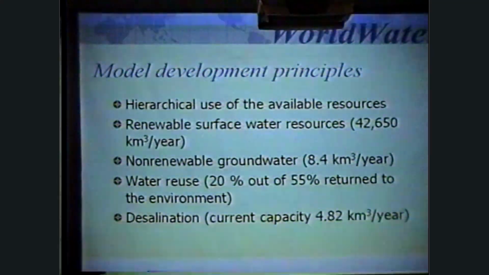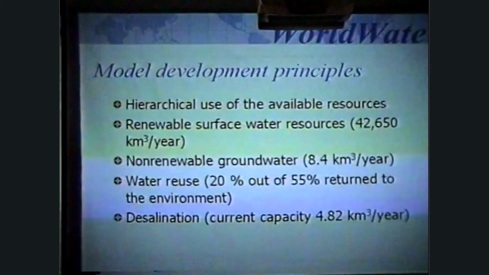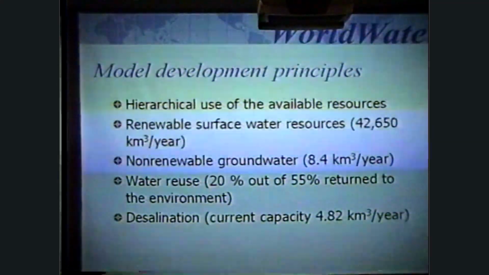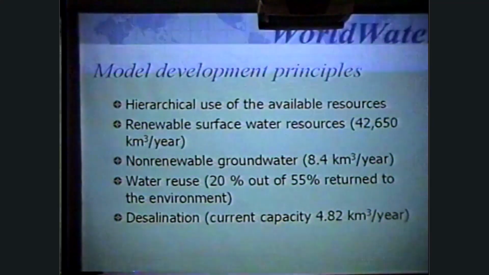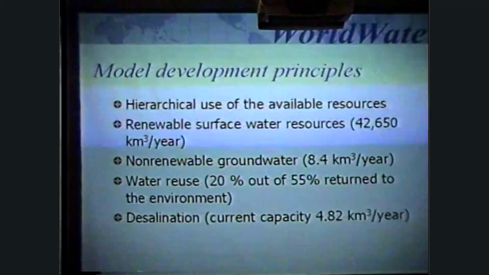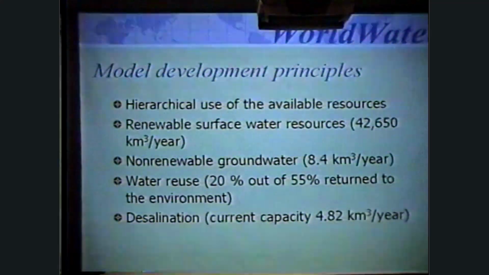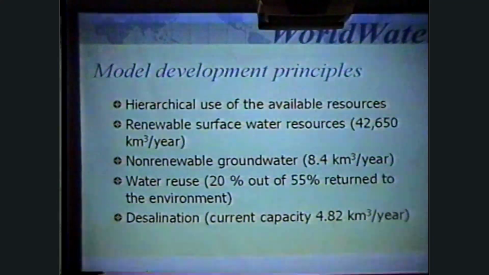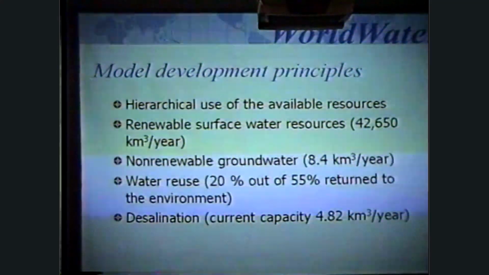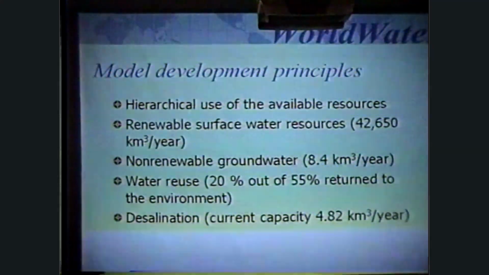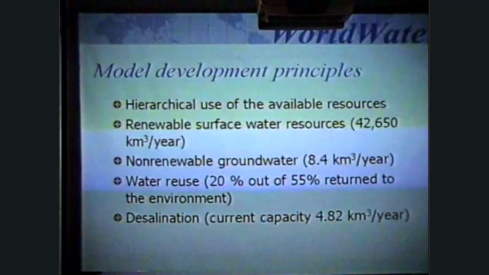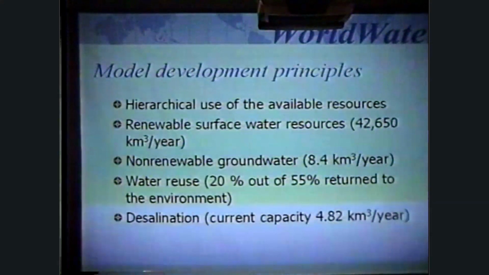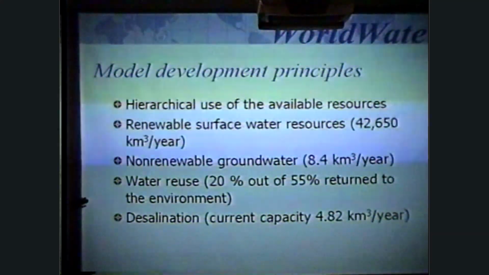So I use particular principles to look at the picture at the global level, and the principles are the hierarchical use of the available resources. These principles are self-created, and I think they simply follow common sense. First, if you are looking at the global picture, we will be focusing on the use of the renewable surface water resources, the water which renews itself over a period of time through precipitation, and you have some figures.